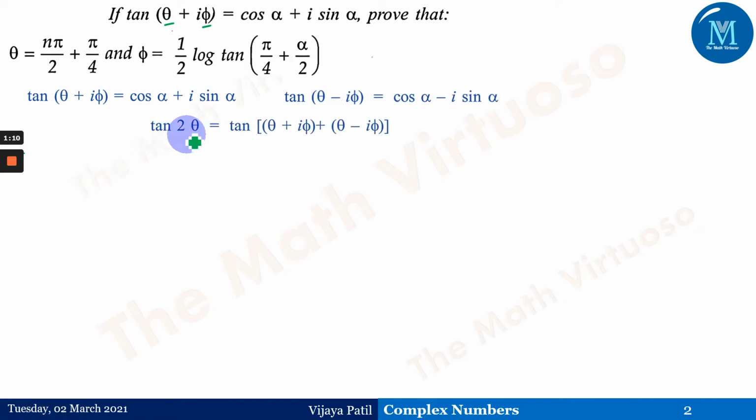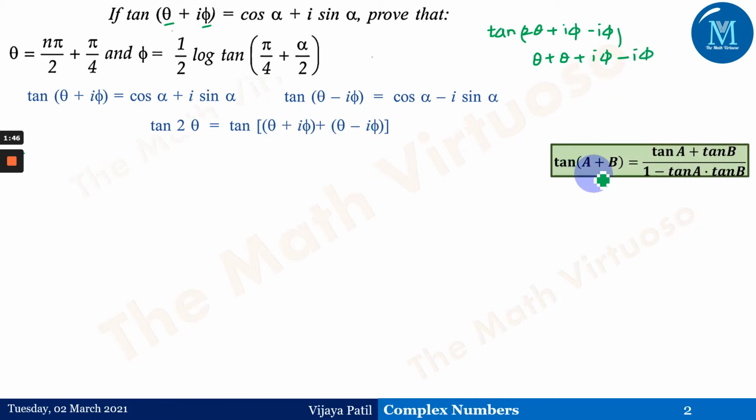Now tan of 2 theta is nothing but tan of theta plus i phi, so we just want to bring this i phi into the picture. That is the reason, it's just an adjustment. So this is tan of 2 theta, minus i phi plus i phi. Then this 2 theta has been divided into theta plus i phi and theta minus i phi, by combining theta plus i phi and theta minus i phi together, and we have written it in this way.